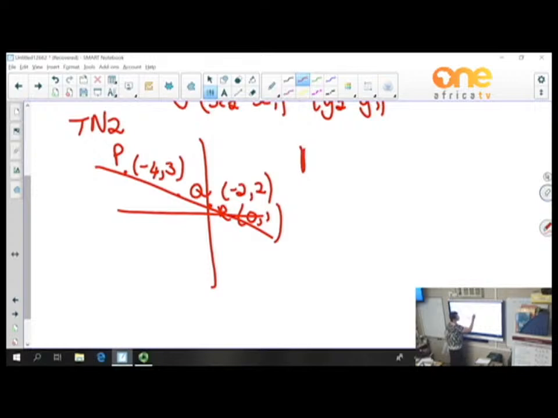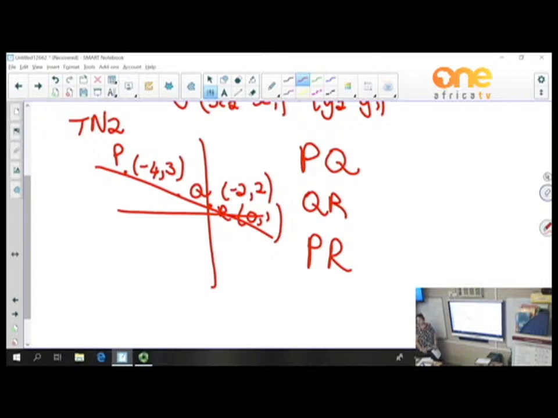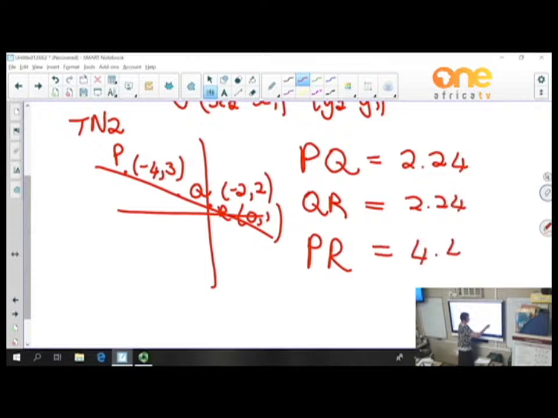So if you work with PQ, you use the coordinates of PQ. And if you calculate QR, that's the coordinates that you will work with. And the last one is PR. And actually, PR should be PQ plus QR. Okay, so what was the length of PQ? You can just give me the answer now. 2.24, 3 significant figures, please. QR, also 2.24. And then PR, 4.47.